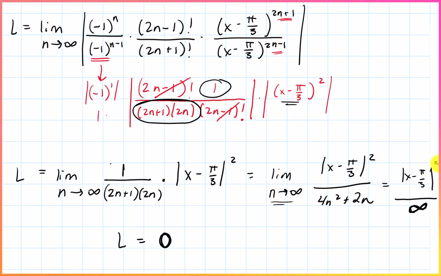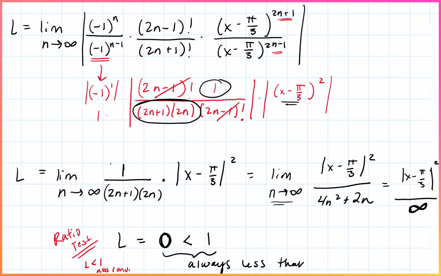I know we've gone through a lot of work here to simplify, but we're running a ratio test. And so remember, in the ratio test, if L is less than 1, we have absolute convergence. That's what the ratio test tells us. Well, L equals 0. It is always equal to 0. So that means that this is always less than 1. This limit is always going to be less than 1.